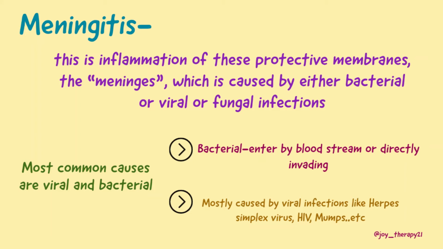Bacterial meningitis is when bacteria enter the bloodstream and travel to the brain and the spinal cord, causing acute bacterial meningitis. But it can also occur due to direct invading of the meninges. This may be caused by an ear or sinus infection, a skull fracture, or rarely after some surgery.